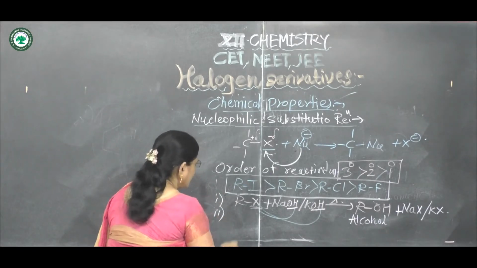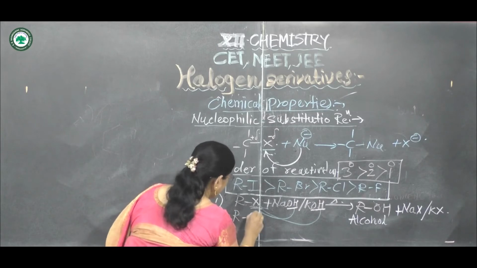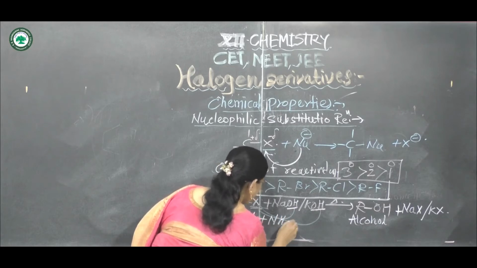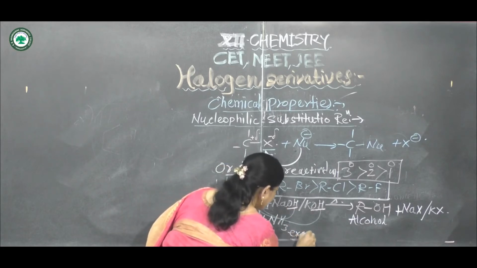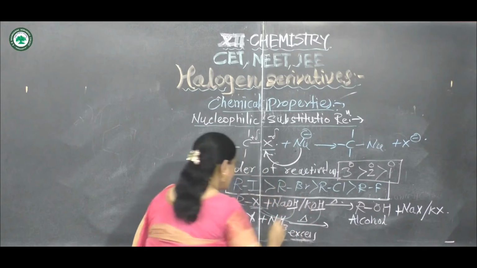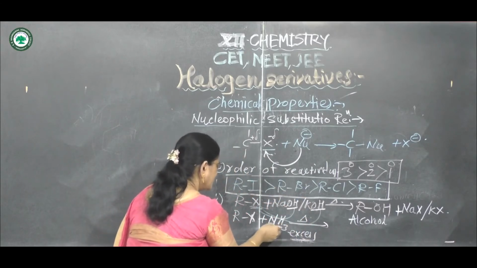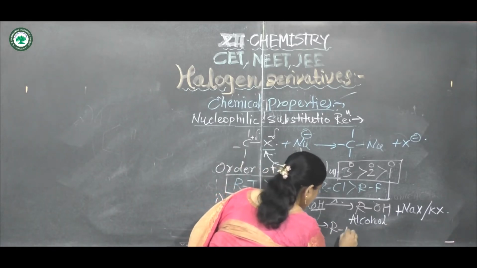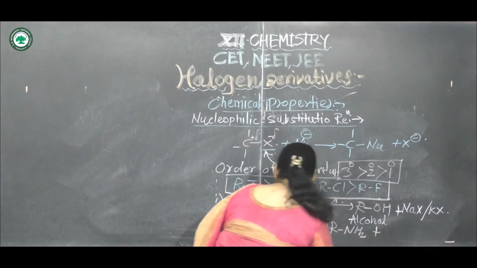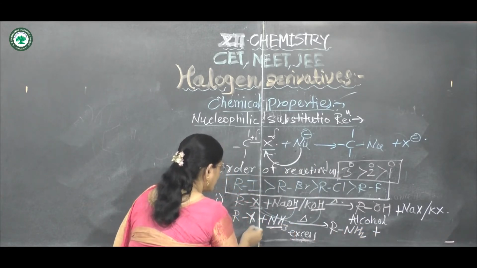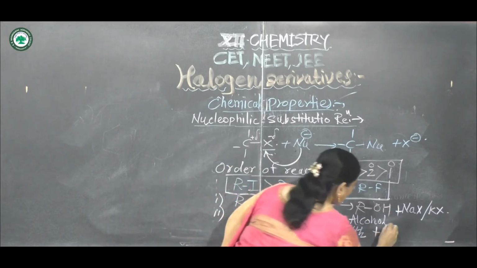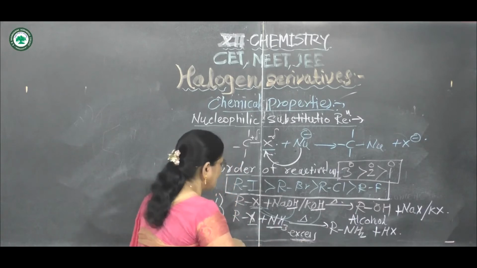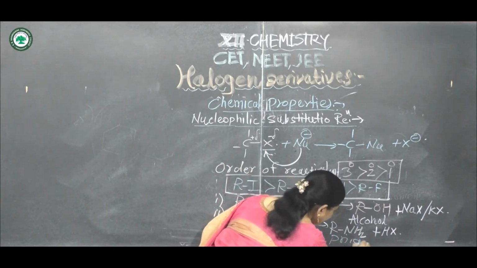Second example, if this alkyl halide reacts with alcoholic ammonia, NH3 in excess, on heating, again the NH2 group replaces the halogen atom and it gives a product, that is RNH2, plus one of the remaining hydrogen atoms and the halogen atom form HX, that is hydrogen halide. The name of this product is primary amine.